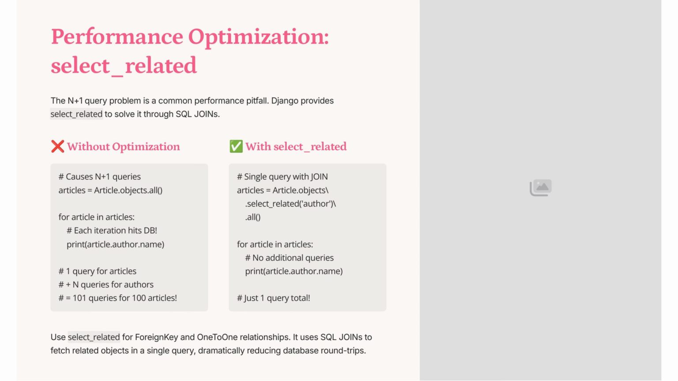The N+1 query problem can severely impact performance. Django's select_related addresses this by using SQL joins for foreign key and one-to-one relationships. Instead of multiple queries, select_related fetches related objects in a single query, significantly reducing database round trips. This optimization is crucial for efficient data retrieval in Django applications.